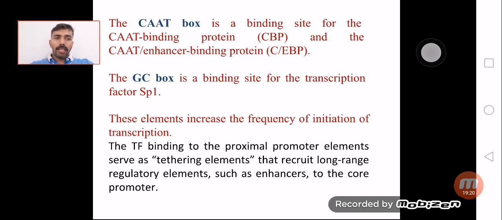That means enhancer sequences are important. They are categorized under the long-range regulatory sequences. The long-range regulatory sequences will not have a direct interaction with the core region, but instead they will interact through some mediator molecules. So that mechanism is being enhanced by these proximal promoter elements.